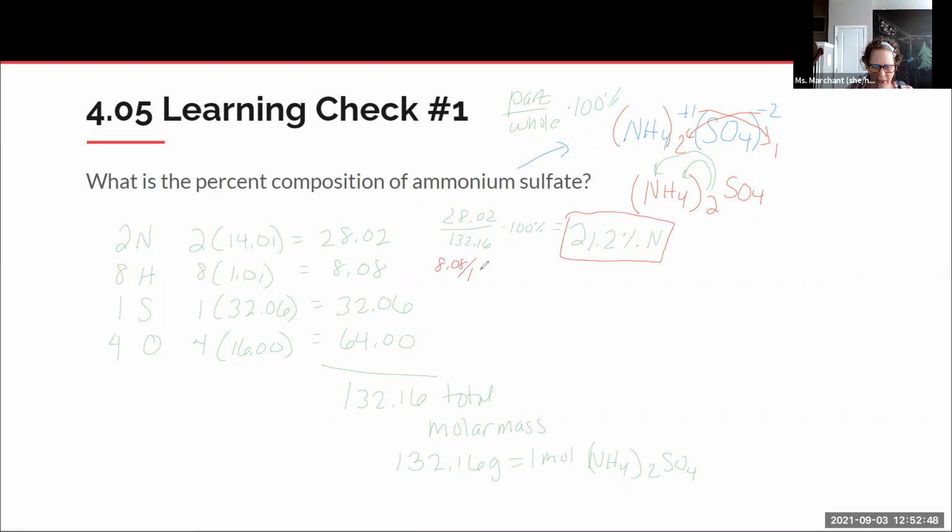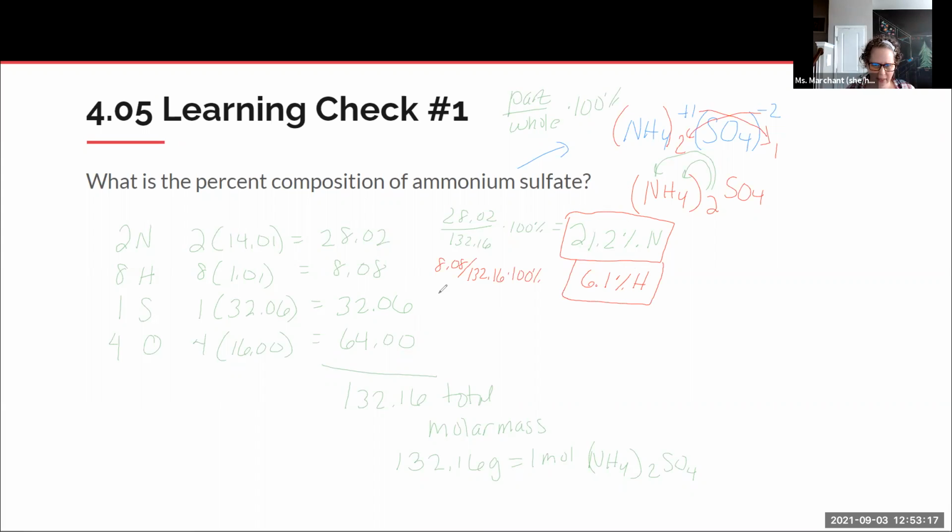8.08 divided by 132.16 times 100%. 8.08 divided by 132.16 gives me 6.1% hydrogen. And on these, just whatever the question says, if it says complete it to the nearest whole number, or complete it to the first decimal place or the second decimal place, just follow whatever answer it says there.